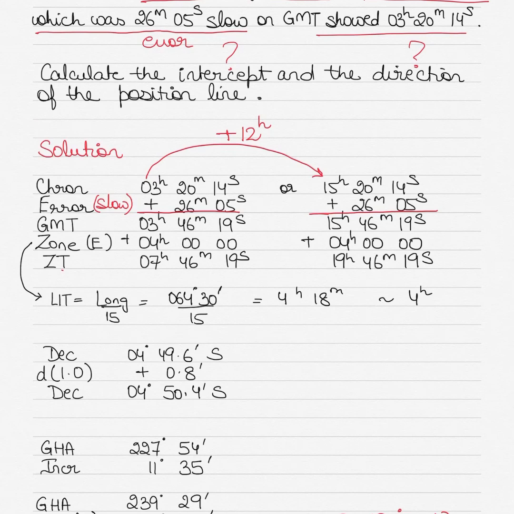So you have again two possibilities of GMT, so you have to find out what is the correct GMT for you to use for the rest of the question. So to solve that ambiguity, you will apply your zone correction. Now what is your zone correction? Zone is obtained from your longitude in time, or LIT. LIT stands for longitude in time, which you obtain by dividing the longitude given to you in the question by 15. So when I divide longitude by 15, I get 64 degrees 30 minutes divided by 15 as 4 hours 18 minutes.